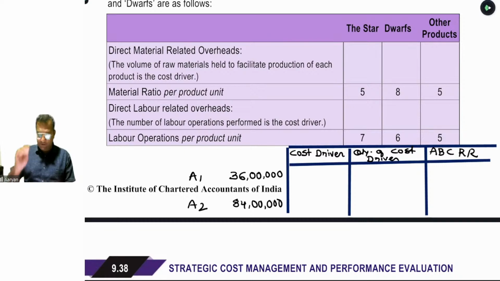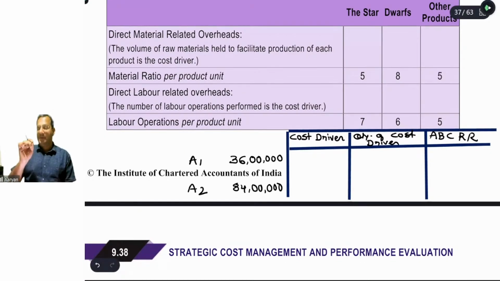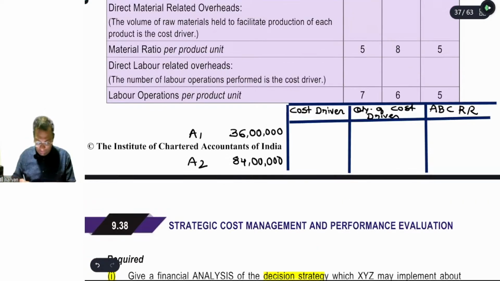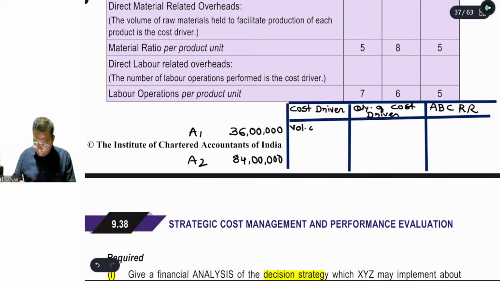चलिए बेटा स्टार्ट करूं तो देखिए सबसे पहले डायरेक्ट मटेरियल रिलेटेड ओवरहेड क्या बोला है, the volume of raw material held to facilitate production of each product is the cost driver. उन्होंने कॉस्ट ड्राइवर खुद दे दिया। The cost driver is volume of material, and in labor, the number of labor operations performed is the cost driver. तो साहब कॉस्ट ड्राइवर तो हमें रेडीमेड दिया हुआ है, here is volume of raw material and here is number of labor operations performed.